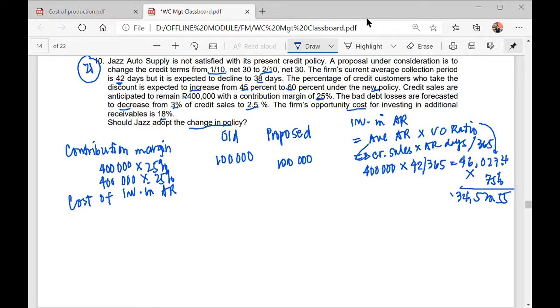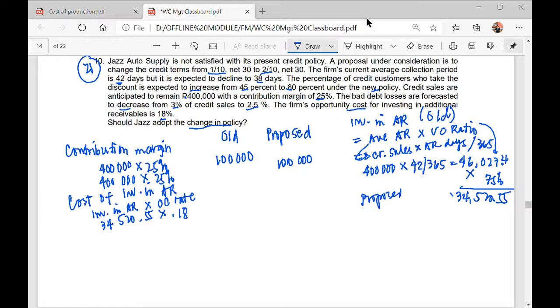Okay. So, how do we get the cost of investment in AR? That's the investment in AR times the opportunity cost rate. So, therefore, 34,520.55 times 18%. Then we will compute. This is the old one.